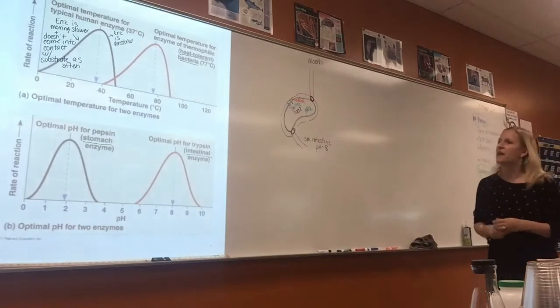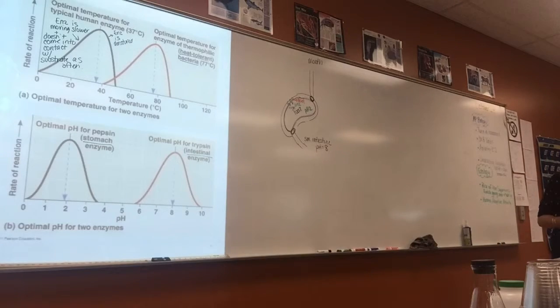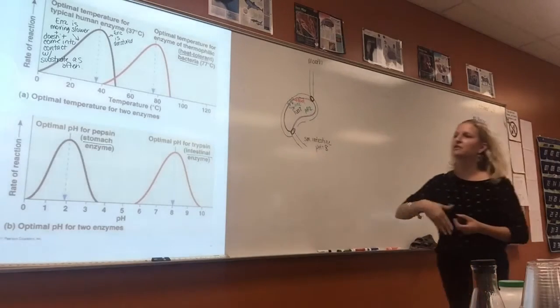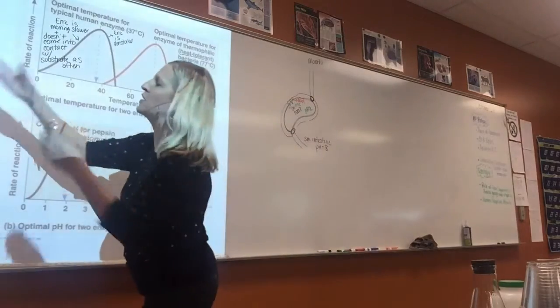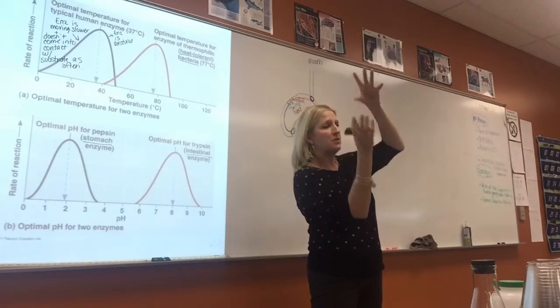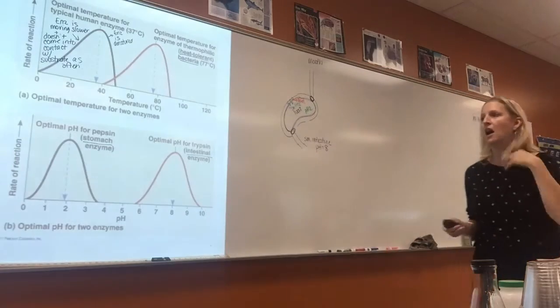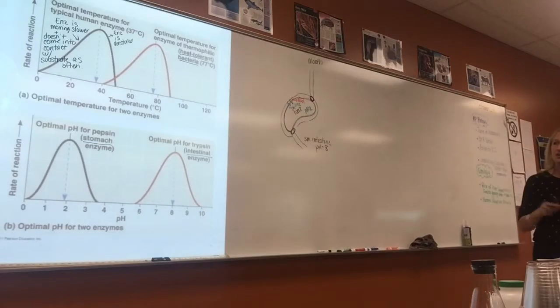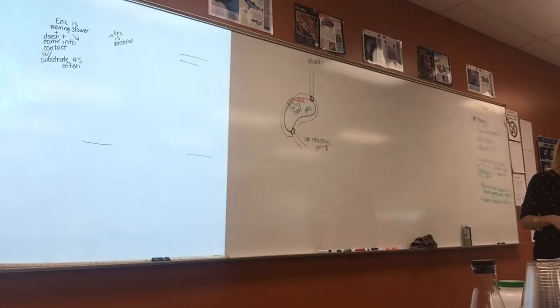All right, so that's your pH, and then certain chemicals can also interfere with the R group's binding, and therefore certain chemicals can also cause the enzyme to change shape. So all of those things can affect how our enzymes work.